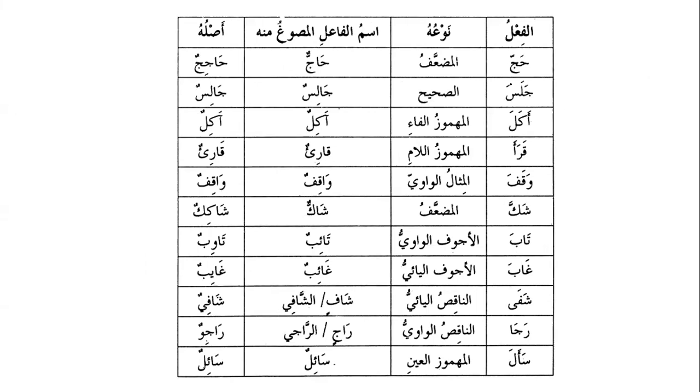These are the details as we have discussed now. So if you would like to have a look in detail, you can see all the changes that we have discussed now. For example, hajja, al-mudaf, hajun and hajijun. Similarly, jalasa, akala, and all the details are here.